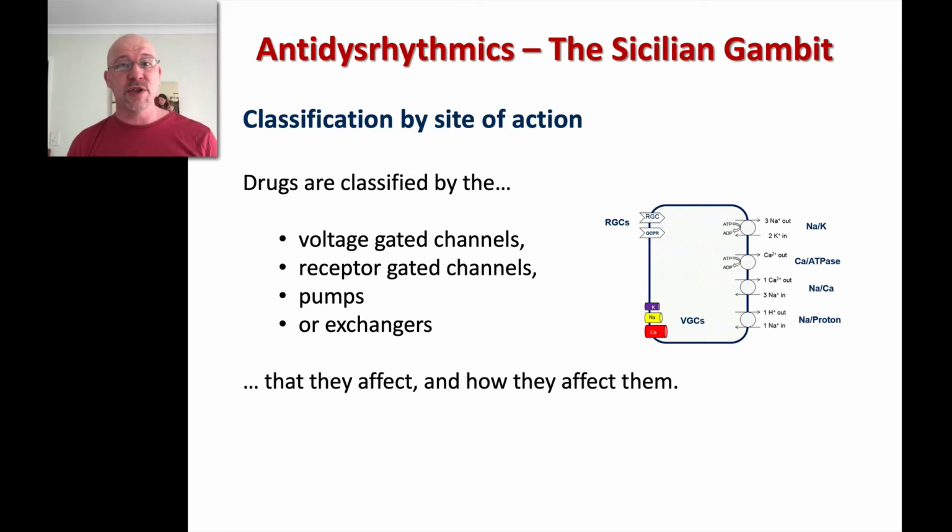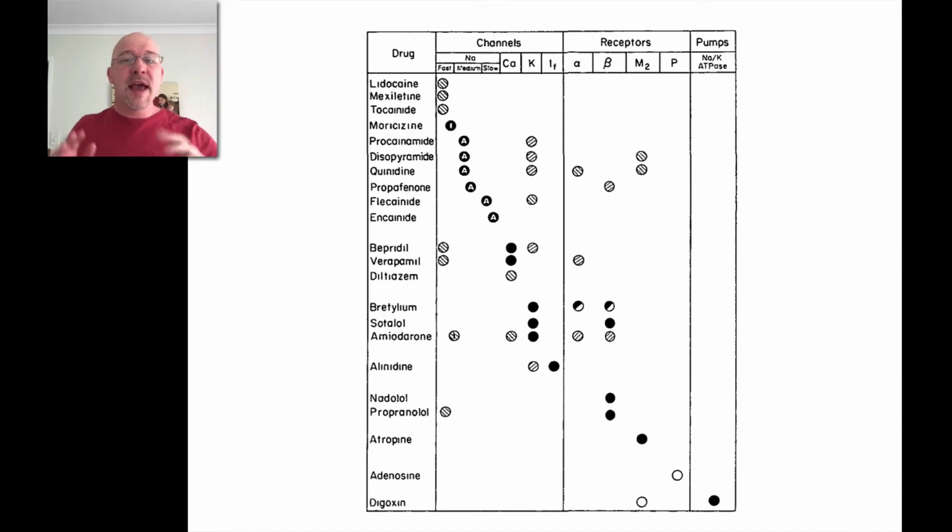So if you're struggling to learn this stuff, you should know the Vaughan Williams classification, because that's what you'll be asked on tests. That's what you'll be asked by emerge docs and cardiologists who are quizzing you. But if you want to understand it, I think the Sicilian gambit is a much better tool for understanding. And in a nutshell, this is how it works.